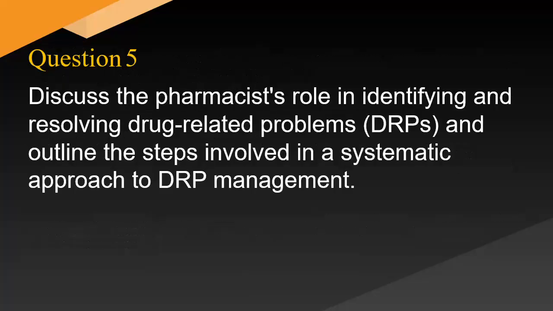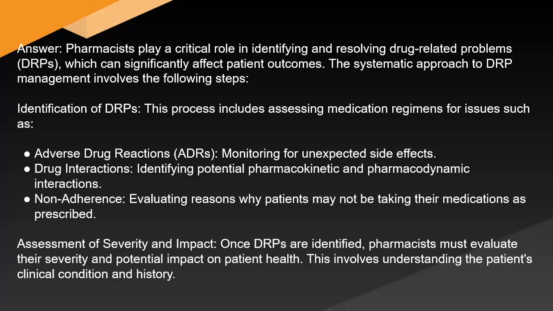Discuss the pharmacist's role in identifying and resolving drug-related problems (DRPs) and outline the steps involved in a systematic approach to DRP management. Answer: pharmacists play a critical role in identifying and resolving drug-related problems (DRPs), which can significantly affect patient outcomes. The systematic approach to DRP management involves the following steps.